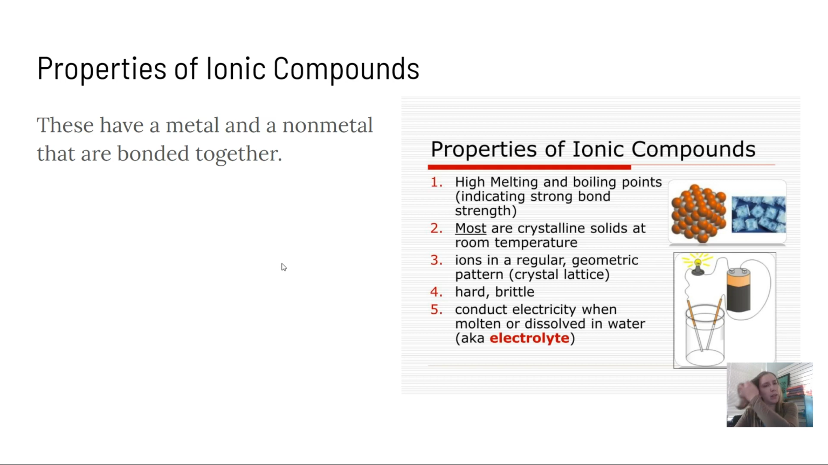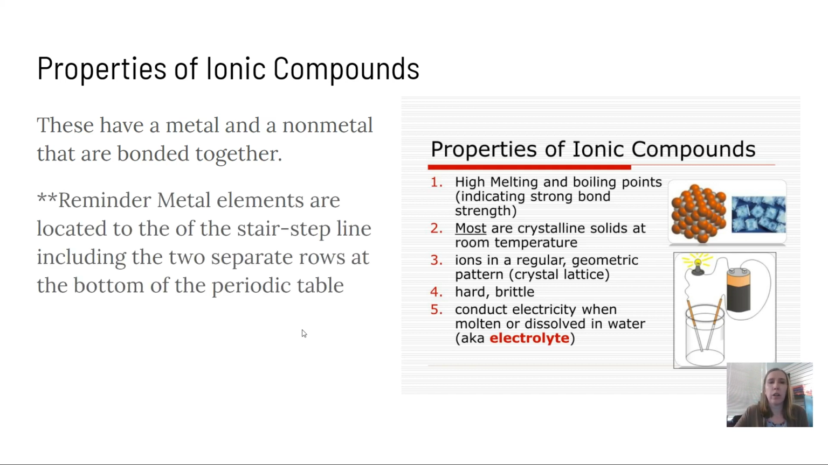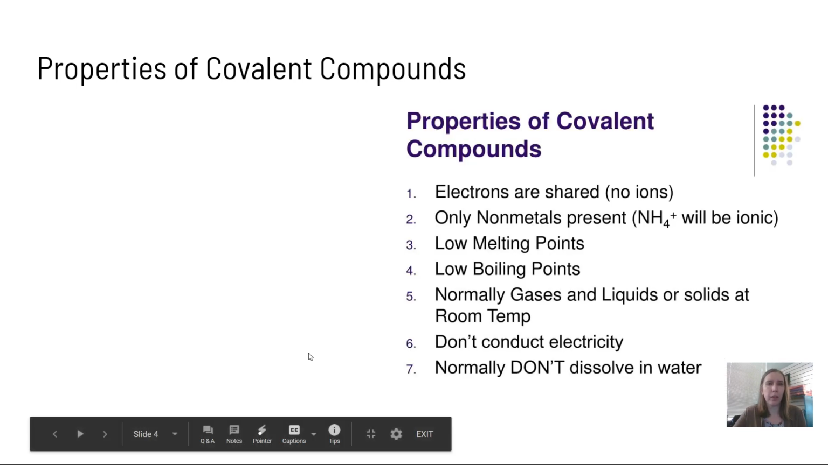An ionic compound is a compound that is made from a metal and a nonmetal. So remember, metals are located to the left of the stair-step line, and also including the two separate rows at the bottom of the periodic table. And nonmetals are found on the right-hand side.